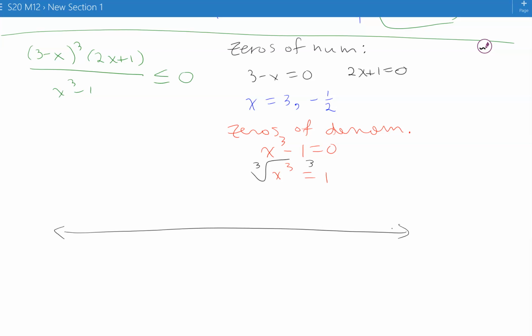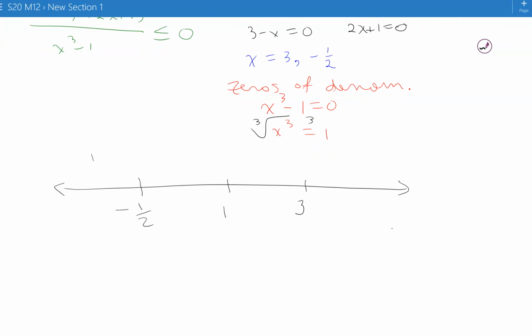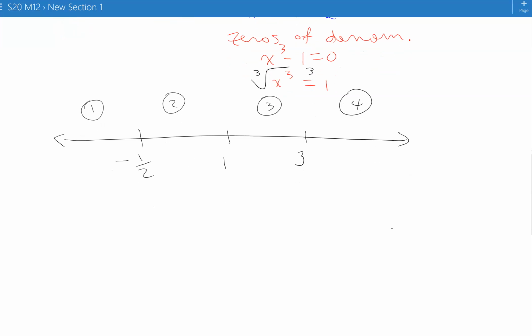By these dividers, these zeros. So -1/2, 1, and 3, and make sure you put them in the proper relationship to each other on the number line or it will really mess up the whole solution. Okay, so we have 4 intervals. 1, 2, 3, 4 intervals. I always work from left to right.